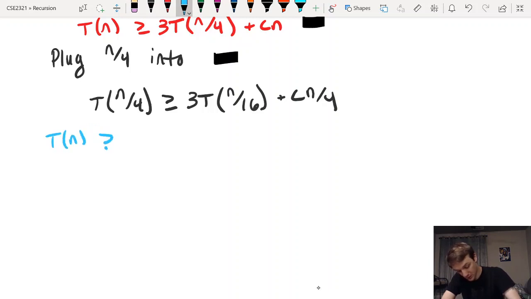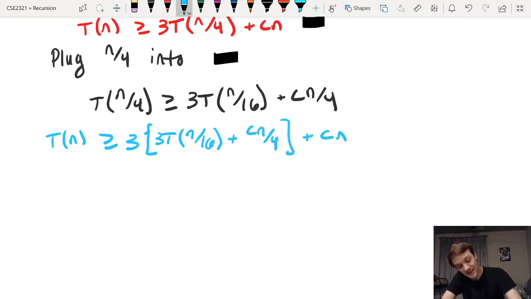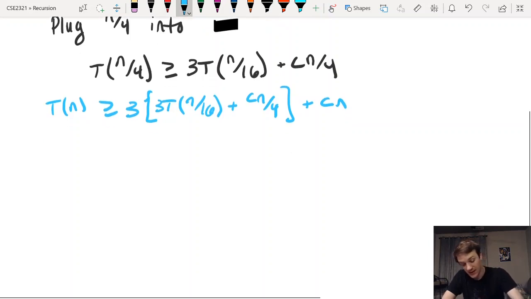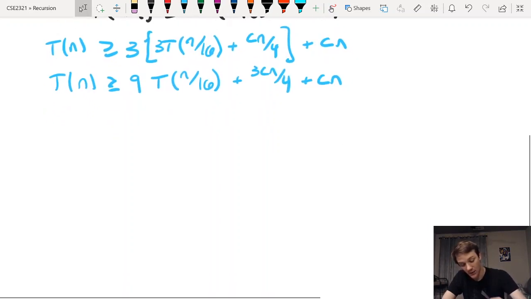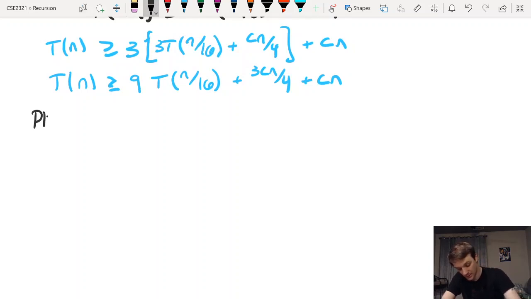T(n) greater than or equal to 3 times my right-hand side there, 3T(n/16) plus cn over 4. Plus I still have that cn out there at the end. Let's distribute the 3, and we get T(n) greater than or equal to 9T(n/16) plus, distribute the 3 and we get 3cn over 4 plus cn. Now, let's make another substitution. So let's plug n over 16 into the black barred equation.